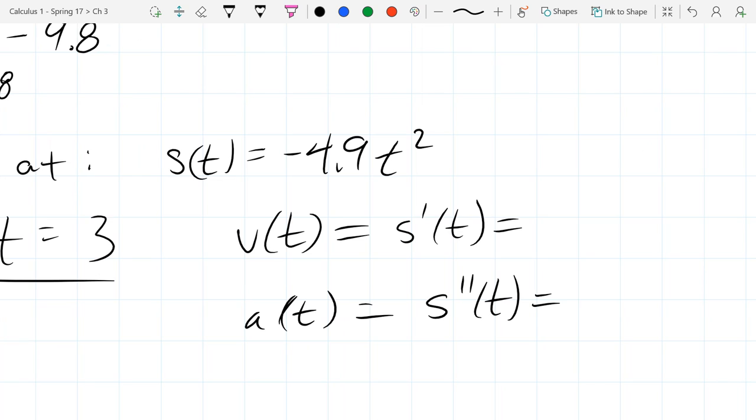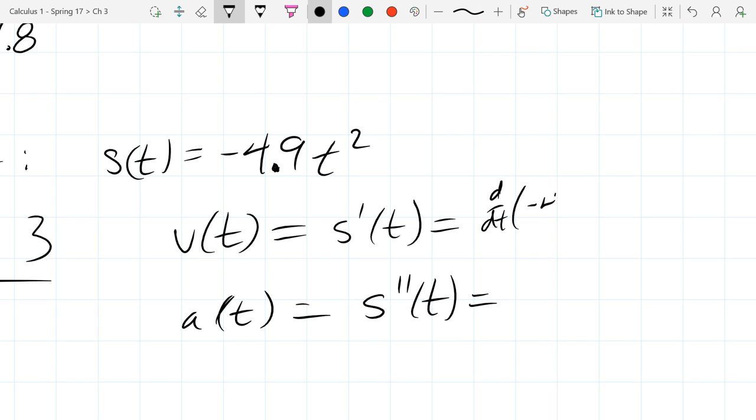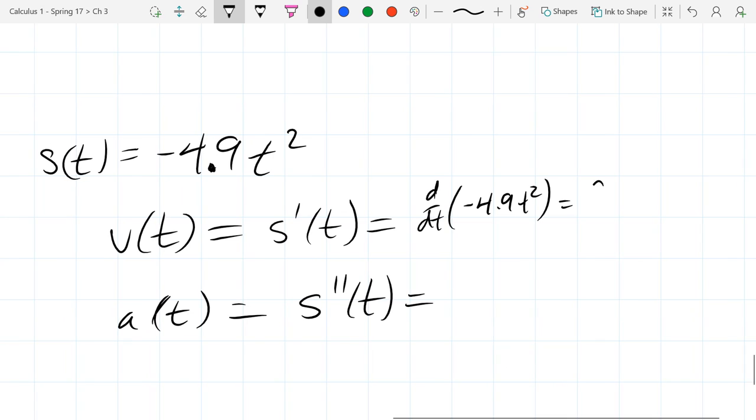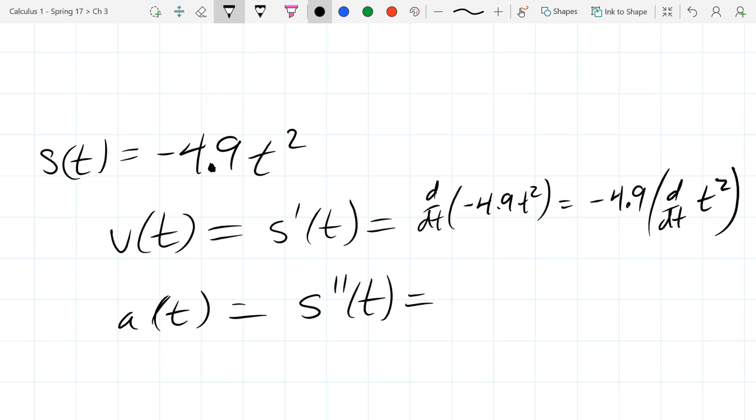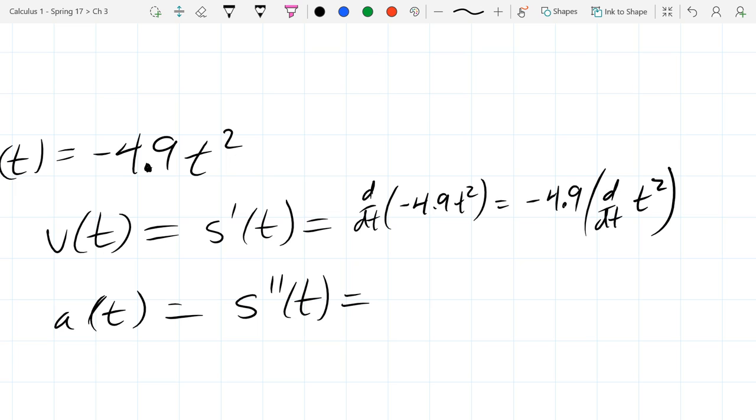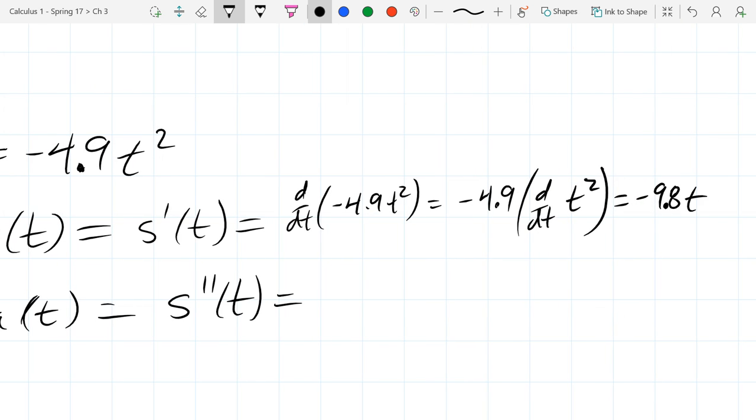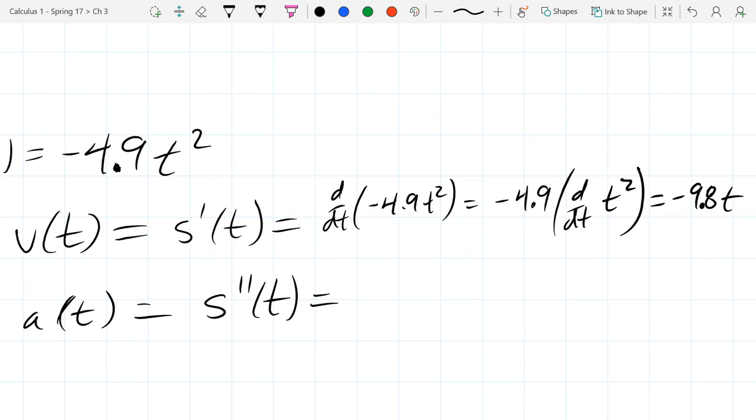What rule do you need to take this derivative? So there's the constant multiple rule. With the constant multiple rule, you could bring that negative 4.9 in front. What's the derivative of t squared? 2t. So this is just the power rule right here. Nothing fancy going on. So that is negative 9.8t. Any calculus questions? You just multiply your 4.9 by 2, and that's 9.8.